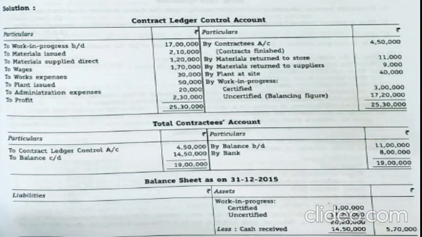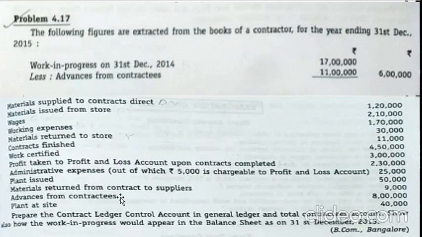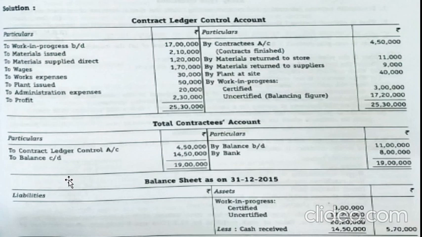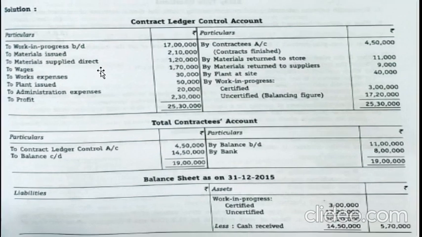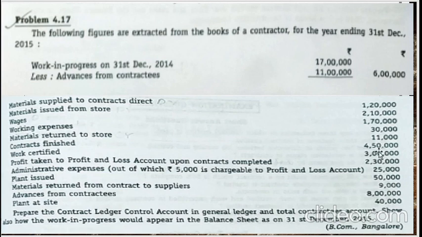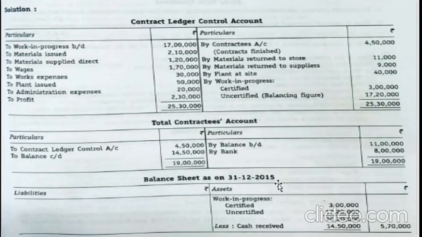So we have almost covered all the expenses which are shown in your question. Now we will look into the contract account to see whether we are getting profit or loss. To look at whether we have got profit or loss, in the question they have already given the information about profit, where they have stated profit taken to profit and loss account upon contract completed is 2,30,000. So we will take to profit 2,30,000.